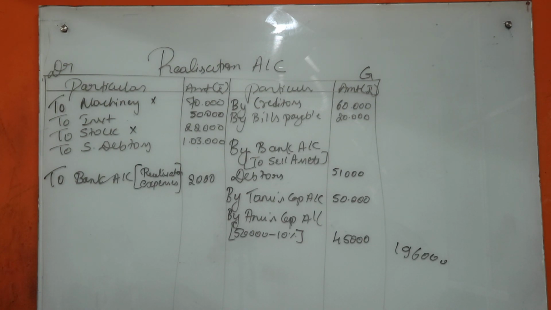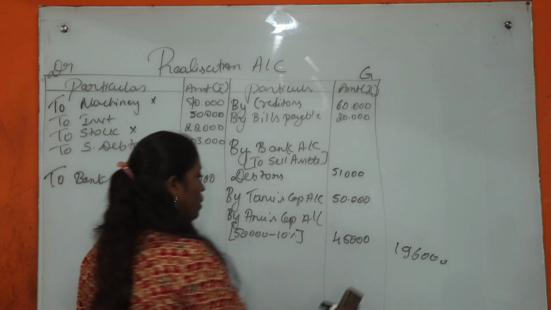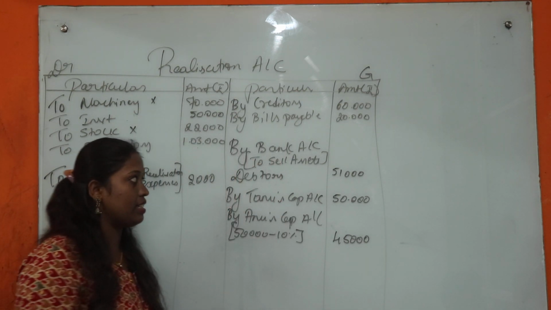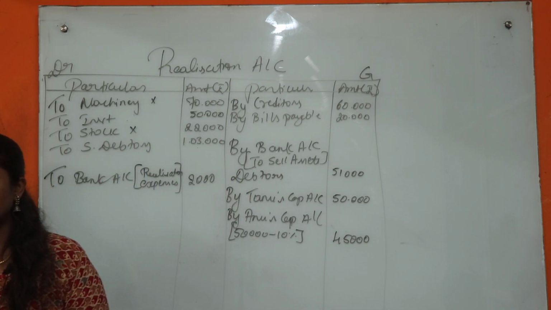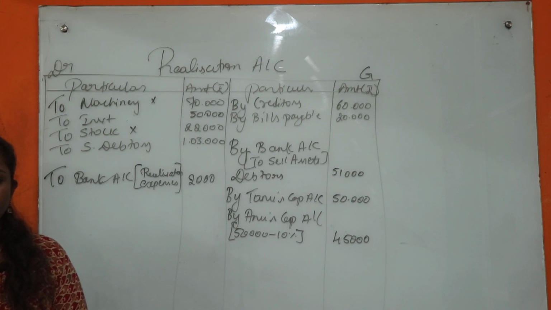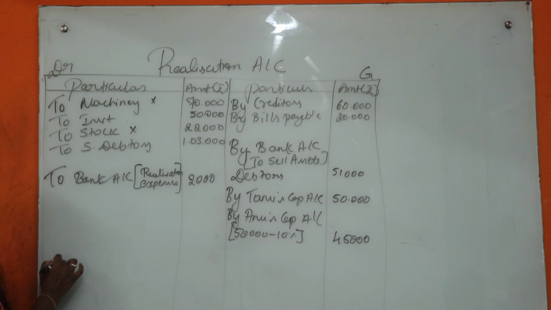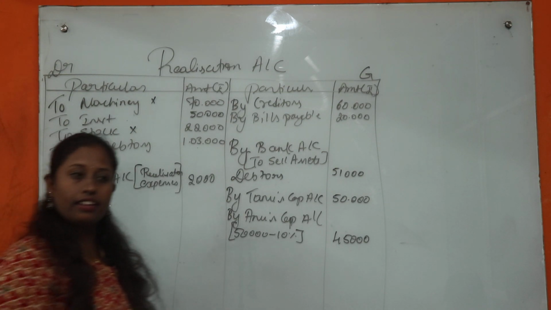2 lakh? 26,000. Credit side is 2,26,000. Say the proper amount, 1,96,000 or 2,26,000. Check it out once again. 2 lakh. And this side 2,47,000. This is 2,47,000. Okay.